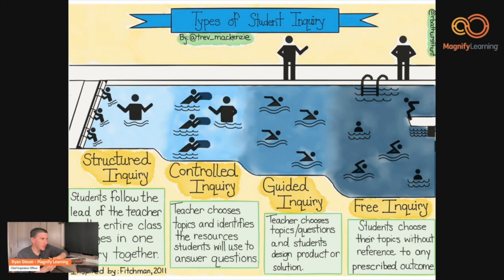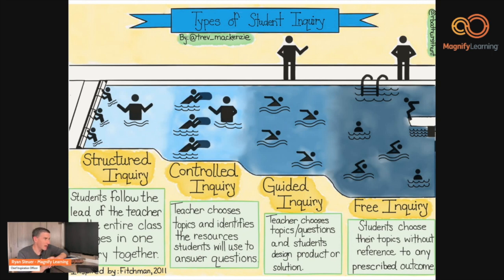So in the shallow end, you've got your facilitator here, and everybody's doing the same thing: structured inquiry. The students follow the lead of the teacher. The entire class is jumping into inquiry together. That's structured inquiry. Controlled inquiry: the teacher chooses the topics, identifies the resources, and students use that to answer questions. So you're going to notice a gradual release of responsibility as we go into the deeper end of the pool towards free inquiry, which makes sense. Again, I think they're labeled well.